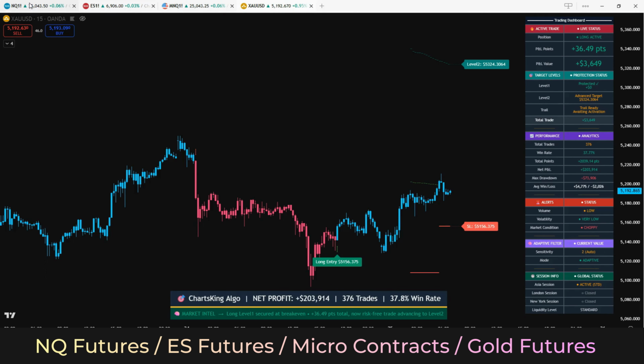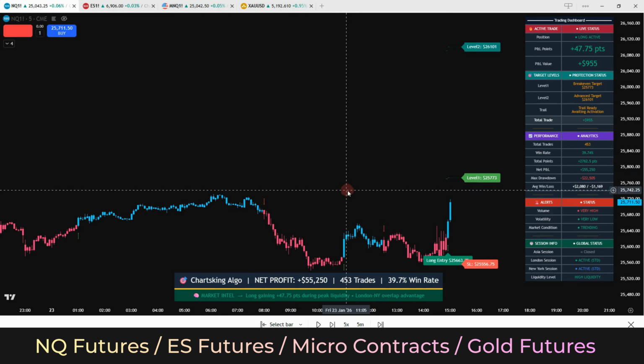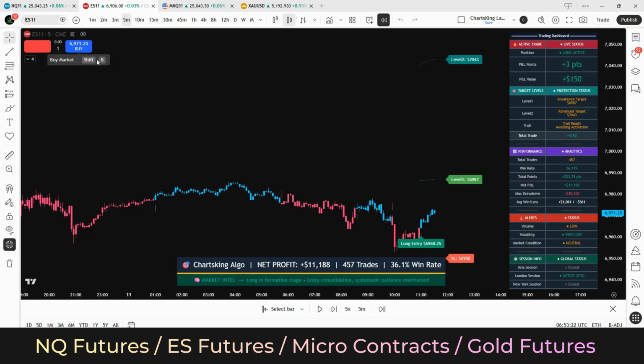So, starting with the NQ. This is NQ, Nasdaq futures. Look at this. Every signal you see is ChartsKing Algo telling you exactly where to get in. No guessing, no interpretation. It's either there or it's not. Now, ES, S&P 500. Same logic, different market. ChartsKing Algo works across instruments. That's the point. You can see the signals right on your chart. Some are winning, some are losing, but overall, there is a very deep feature. We'll talk about that later.